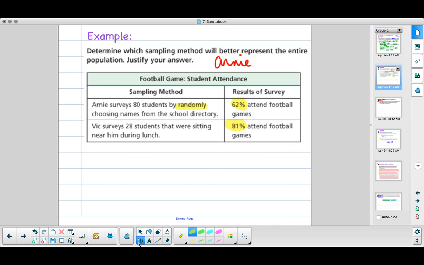So I would say that Arnie is the better representation of the entire school population because it's not just a group of people that were easily surveyed. Again, Vic's would be a convenience sample because it was convenient for him. It was just anyone sitting next to him.